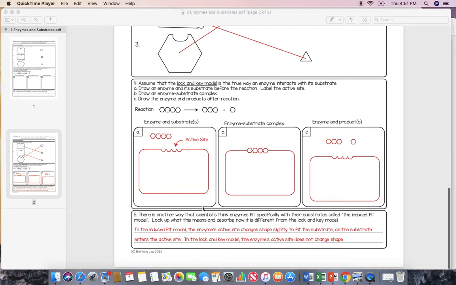And then number 5 is: there's another way that scientists think enzymes fit specifically with their substrates called the induced fit model. Look up what this means and describe how it is different from the lock and key. Well, we talked about that in class, so you should have been able to refer to your notes and look up the induced fit model. In the induced fit model, the enzyme's active site changes shape to fit the substrate as the substrate enters the active site. In the lock and key model, the enzyme's active site does not change shape. Okay, that was the enzymes and substrates page.